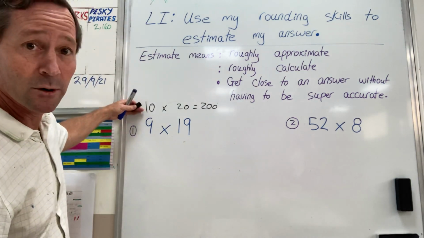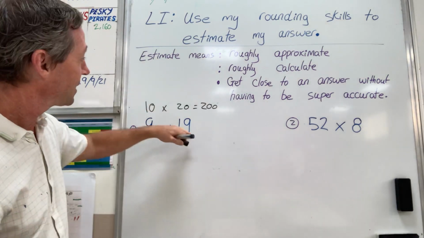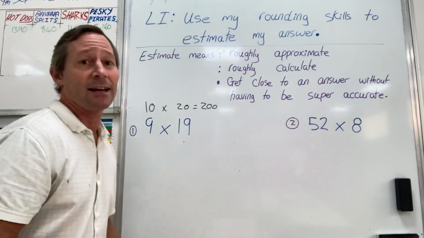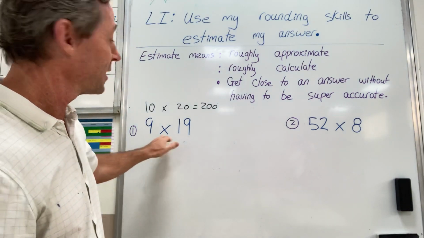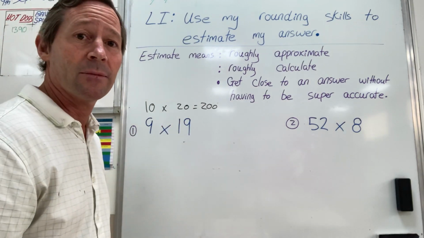I know it's going to be lower than 200 because 9 is 1 less than 10 and 19 is 1 less than 20. So if you get asked to estimate 9 times 19, 200 would be fine.